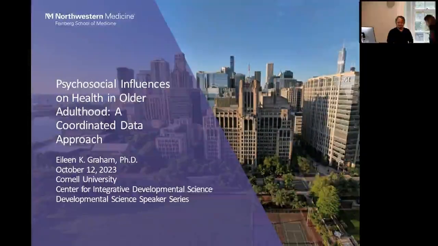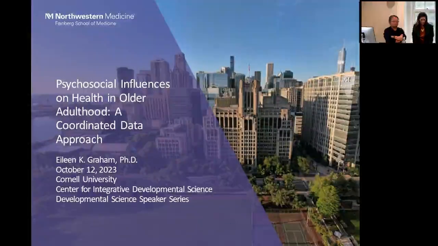My name is Anthony Ong, and I have the pleasure of introducing Dr. Eileen Graham, who will be our featured speaker today as part of the fall seminar series that's being sponsored by the Center for Integrative Developmental Science. Dr. Graham is an associate professor in the Department of Medical Social Sciences at Northwestern. She received her PhD in psychology at Brandeis and then went on to do a postdoc at Northwestern, where she's remained on the faculty. Her research focuses on personality and how personality, broadly defined, influences health in older adults.